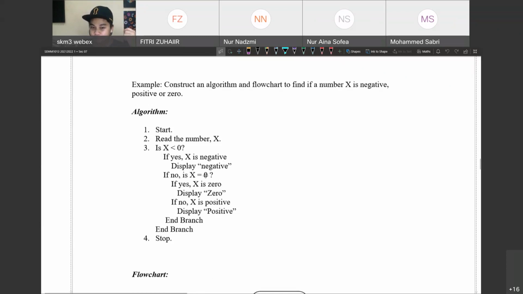So this is the second condition. If yes, x is 0, display 0. If no, x is positive, display positive. So this is one branch inside here, and another branch, the whole of this. Then stop the process.